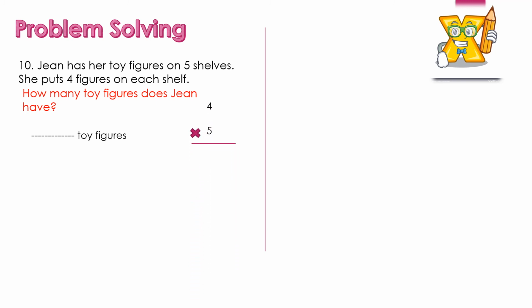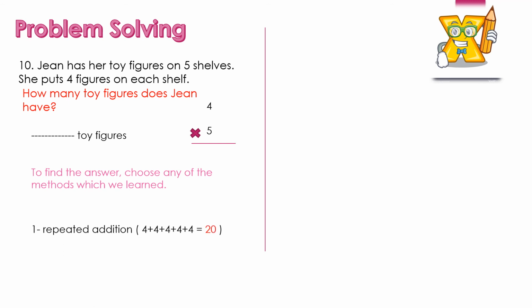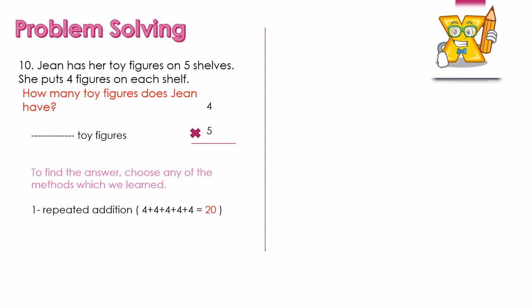I will use the multiplication sentence. I have 4 in each, multiply 5 groups. Again, to find the answer, choose any of the methods which we learned. Repeated addition: I will add number 4 to itself 5 times. Why number 4? Because number 4 is the number in each. So I will repeat adding number 4 five times: 4 plus 4 plus 4 plus 4 plus 4 equals 20.